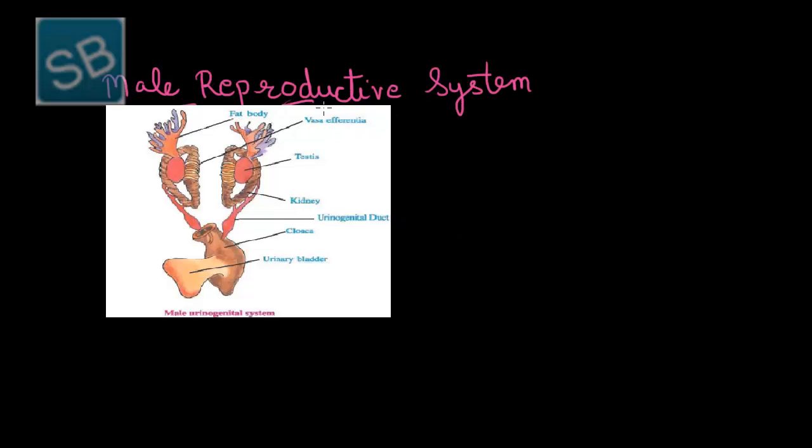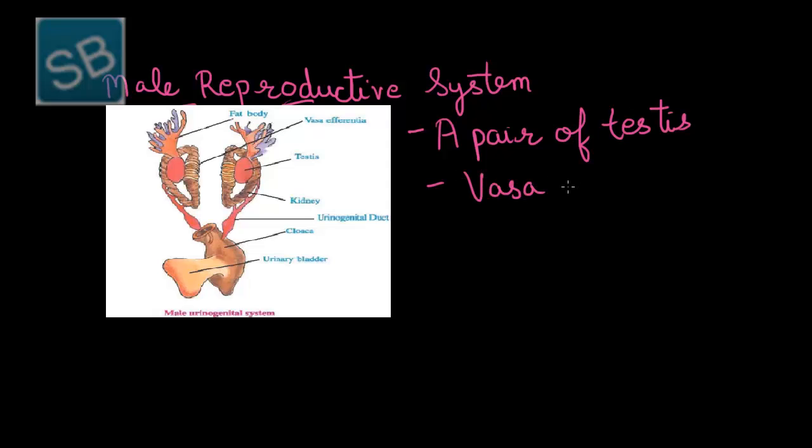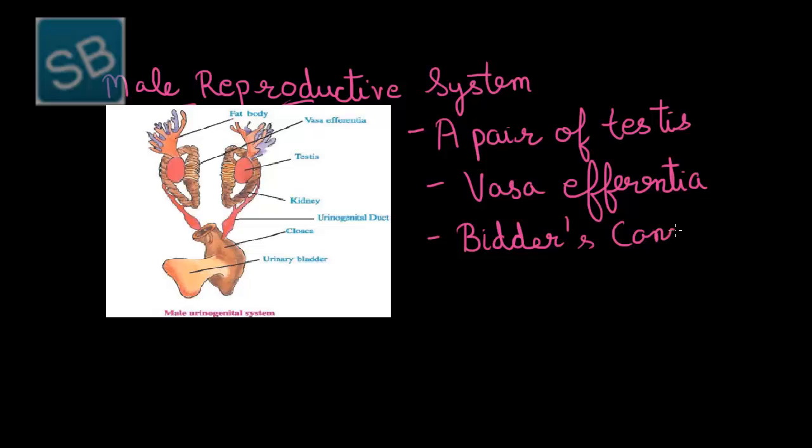So let us begin with the male reproductive system. This figure describes the male urinogenital system. As can be seen from the figure, this system basically contains a pair of testes, vasa efferentia, Bidder's canal, and urinogenital duct.